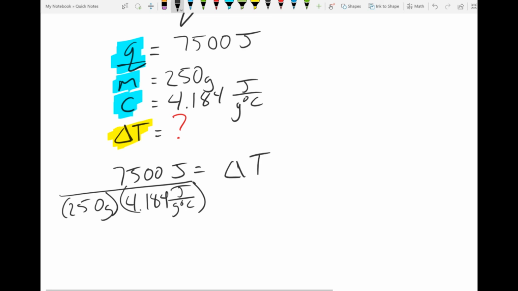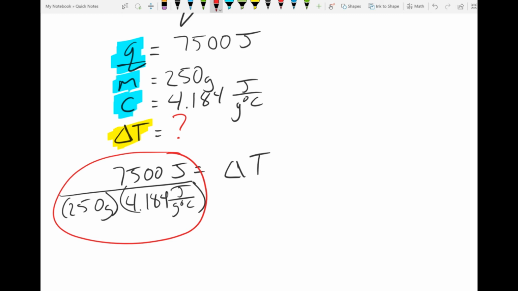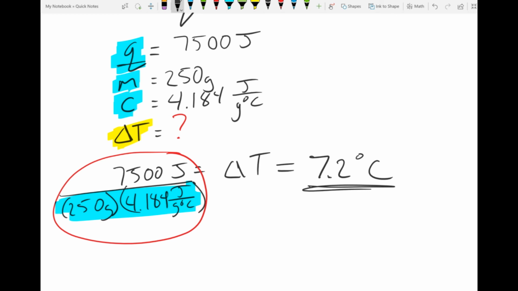So delta T is equal to pretty much whatever this is going to equal in your calculator. Now again, I'm going to assume that you know how to plug this into your calculator. This is going to be 7,500 divided by whatever 250 times 4.184 is equal to. And you're going to find that your delta T is going to be equal to about 7.2 degrees Celsius. Now the thing is, if the problem was asking us for change in temperature, you would actually be done here. If the problem is straight up just asking you for change in temperature, you would go ahead and just say 7.2 degrees Celsius and you'd be finished.